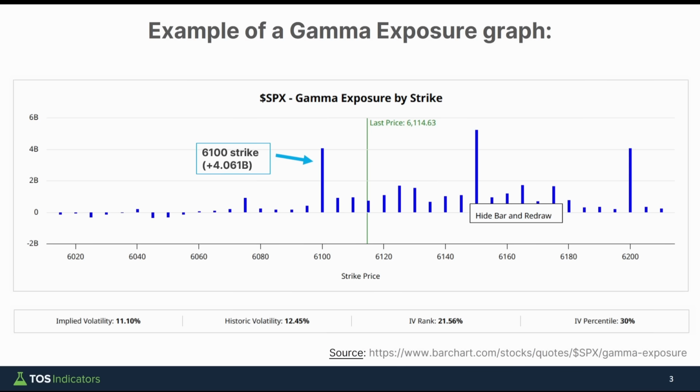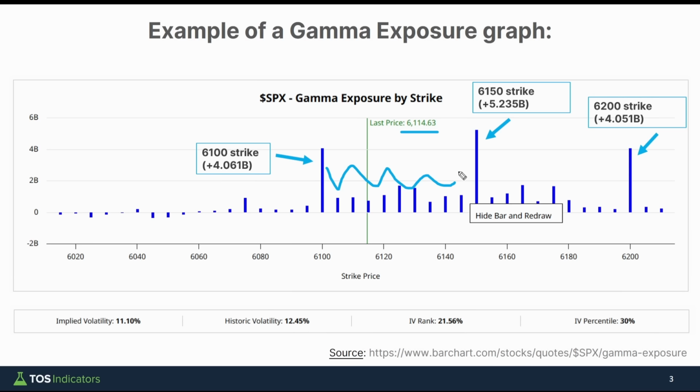So I see 3 spikes. The first at the 6100 strike where we have positive net gamma exposure. We can see that here, positive 4.061. Second strike, 6150, positive net gamma exposure here as well. And then the 6200 strike, positive net gamma exposure here as well. With all 3 of these strikes, 6150 seems to be the biggest, then 6100, and then 6200. Current price is at 6114, so we're right in between these 2 areas of high gamma exposure.